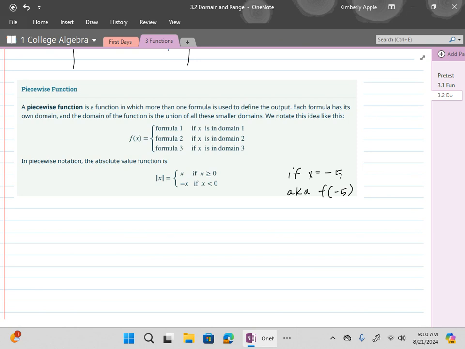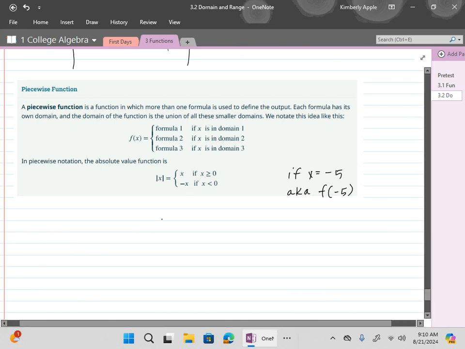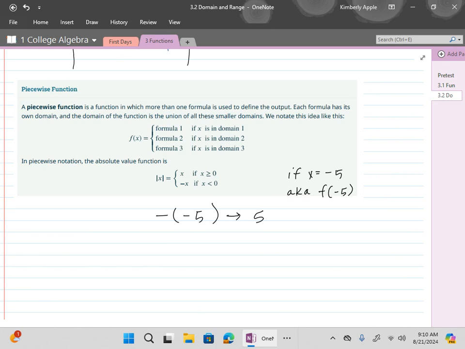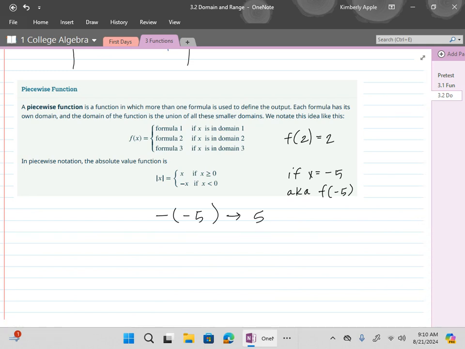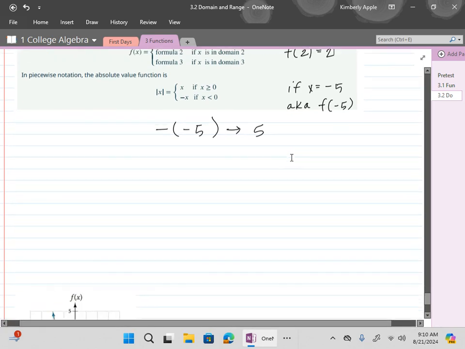So let's see what happens. I apply the formula negative x, so that's negative whatever. The -5 goes in. What comes out? +5. Is that not what the absolute value function does? It takes a negative and turns it positive. Check. All right, let's do another one. Let's say find f of 2. That's in domain number 1, right? It's greater than 0, so I apply this formula, which is simply the same thing. That just means we don't do anything to it. Does that make sense? Complicated way to say something very simple.